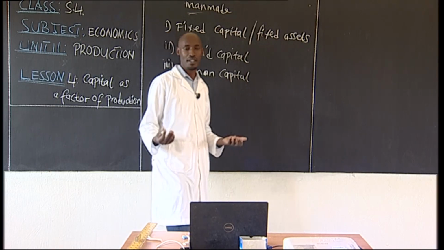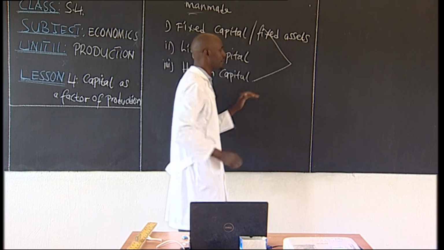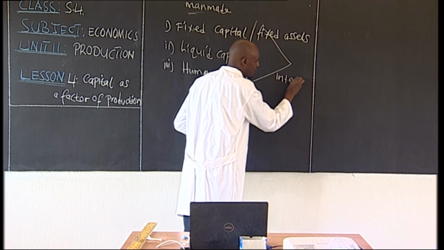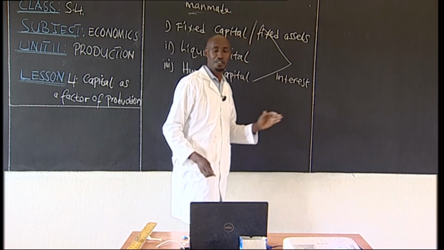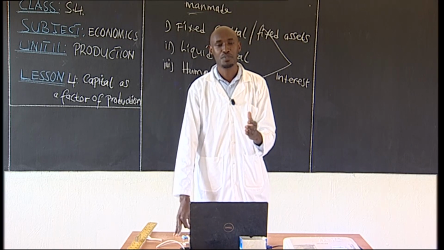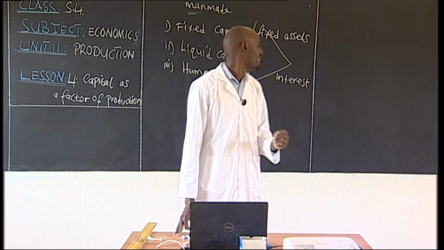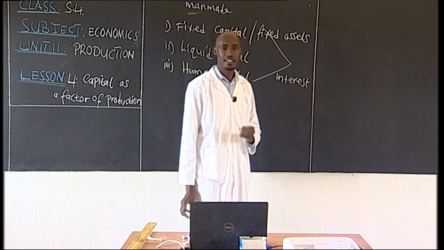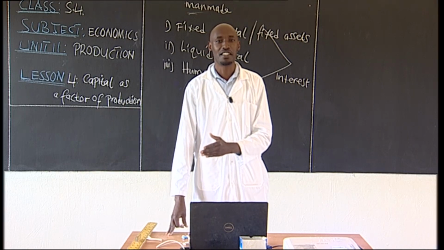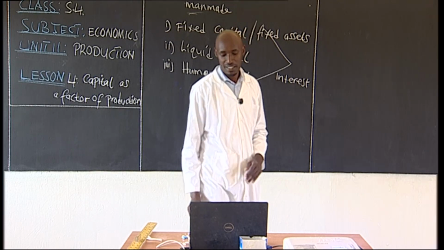Then, what is the reward? You can tell me, what is the reward for all this? So the reward is interest. Whenever they ask you what is the reward for capital, it is interest. Or loss, if we go into accounting. So the reward is interest. Then, on the other hand, we talked of land. It is rent. Here, it is interest. Good.